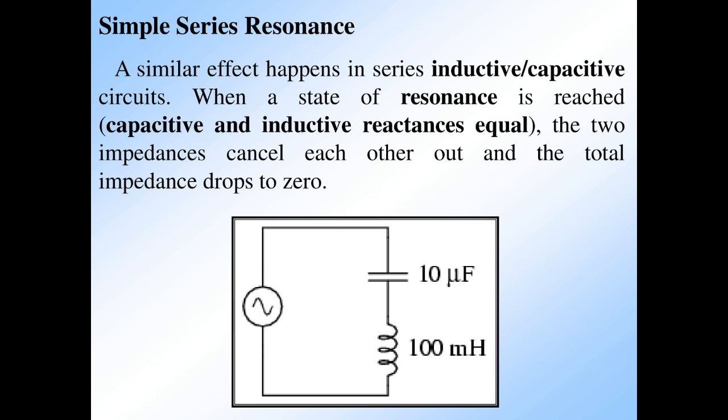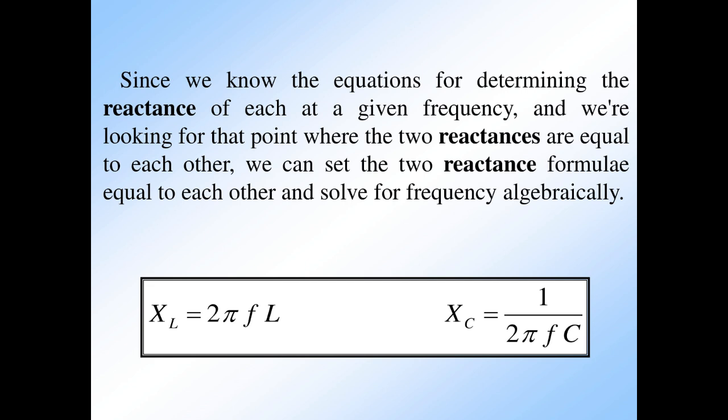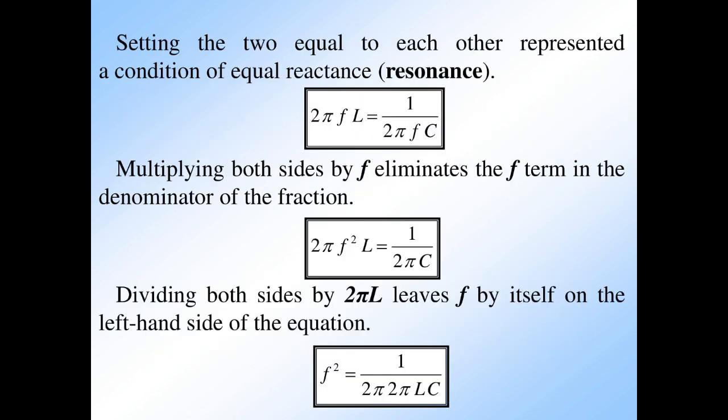As shown in this photo, since we know the equations for determining the reactance of each at a given frequency, and we're looking for that point where the two reactances are equal to each other, we can set the two reactance formulae equal to each other and solve for frequency algebraically. XL is equal to 2 pi FL. XC is equal to 1 over 2 pi FC. Setting the two equal to each other represents a condition of equal reactance, resonance.